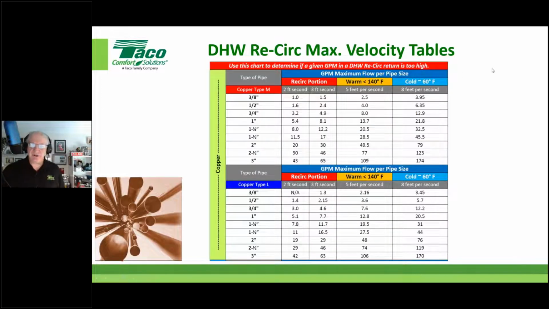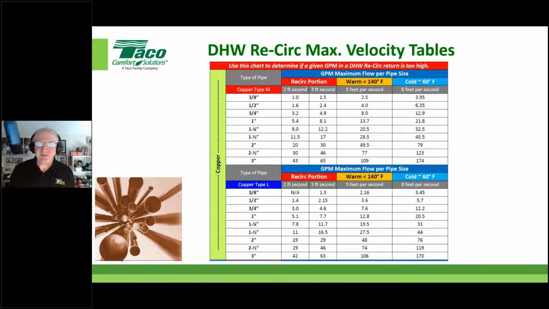This chart is in your handout section, so you can download that at your convenience. But what it's doing is it's telling us two types of copper pipe, type M and type L, and it gives us the GPM maximum flow per pipe size. And it breaks it down into recirc, into hot water, and into cold water piping.